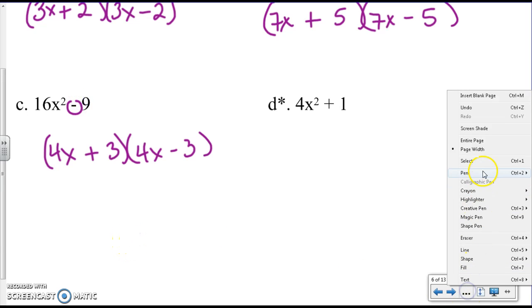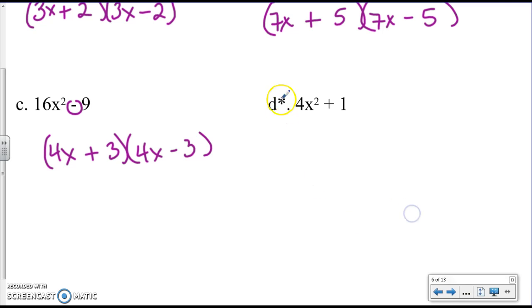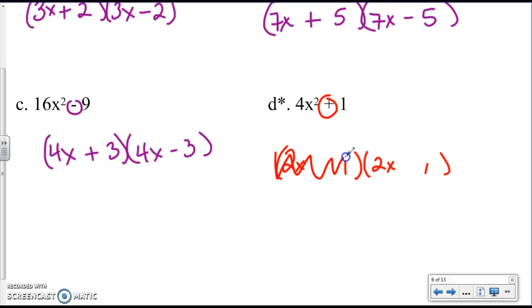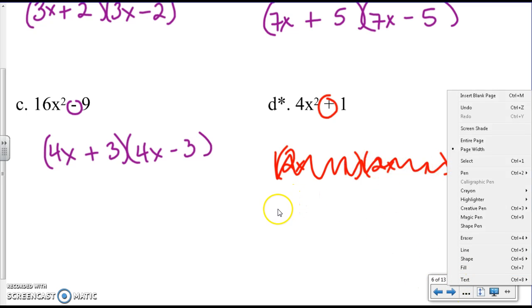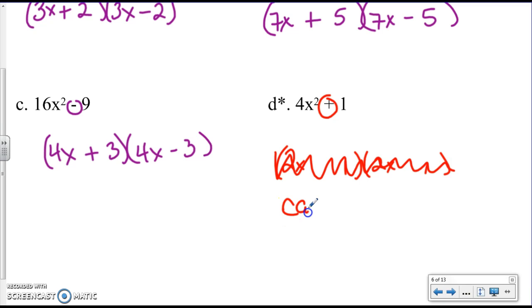Okay, last one. There's a star by this for a reason, because this is one that students try to factor, and they actually can't. So if we go through the same process, the square root of 4x squared is 2x. The square root of 1 is 1. But we have a plus sign there. It is not possible to actually factor this using any method. So what we would do instead is say cannot be factored, or not factorable. Or we call that prime.